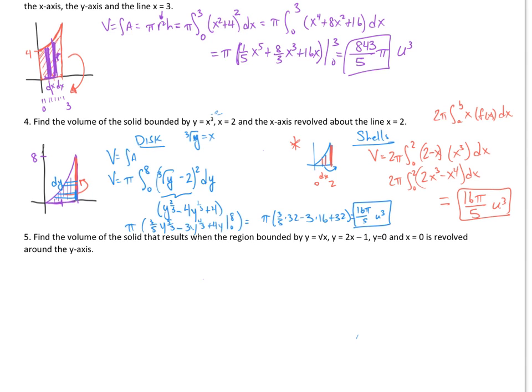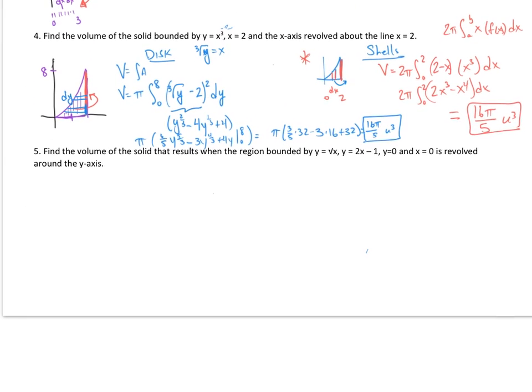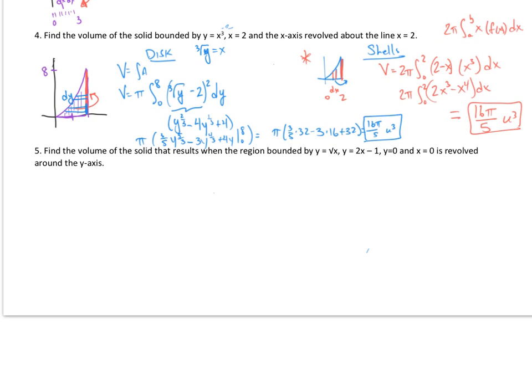All right, let's move on to number 5. In number 5, we have to find the volume of the solid that results when the region bounded by y equals the square root of x, y equals 2x minus 1, y equals 0, and x equals 0 is revolved around the y-axis. So let's take a look at what we've got here by graphing it.